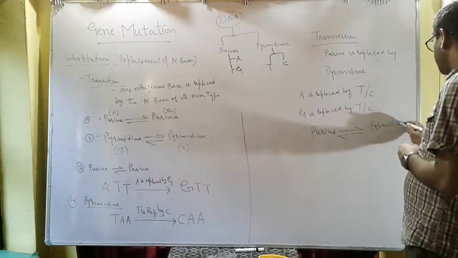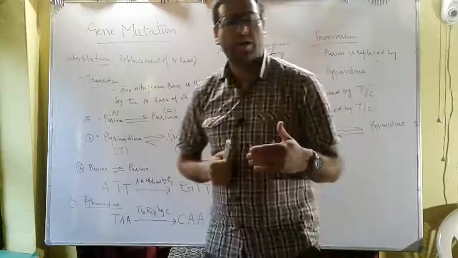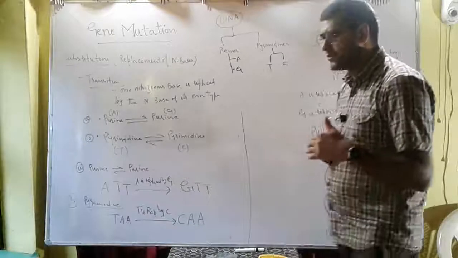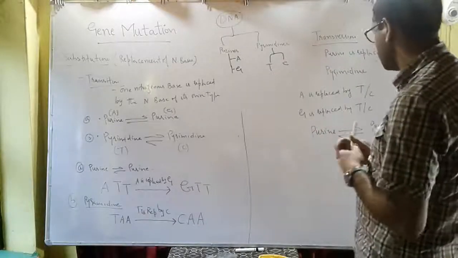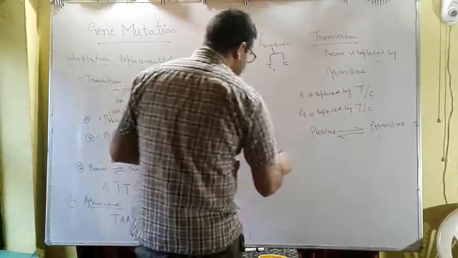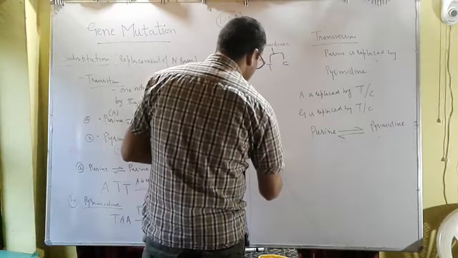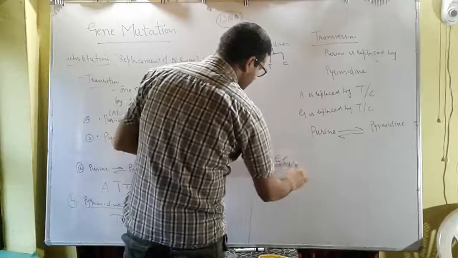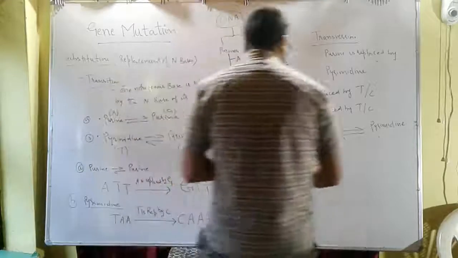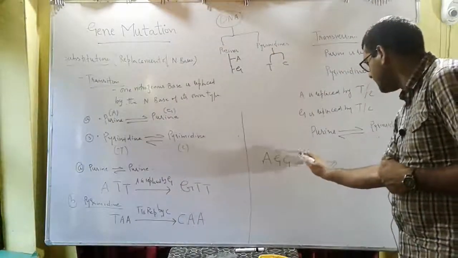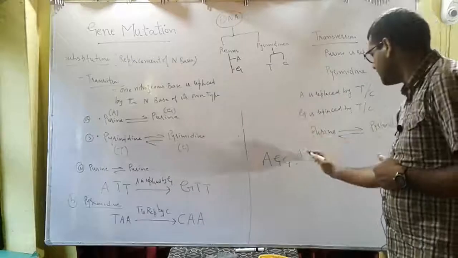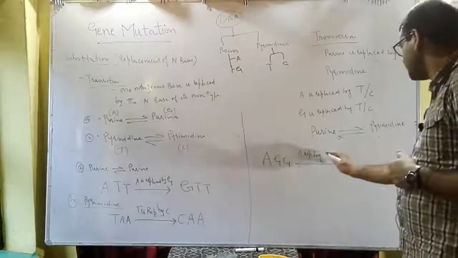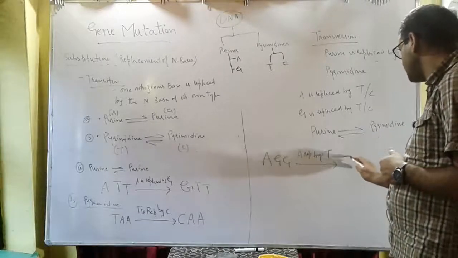In case of transversion, a purine is replaced by a pyrimidine. That means one purine is replaced by pyrimidine in case of transversion. So we will take an example. For example, we have AGG. This A is a purine. It is replaced by T. So it would be TGG.